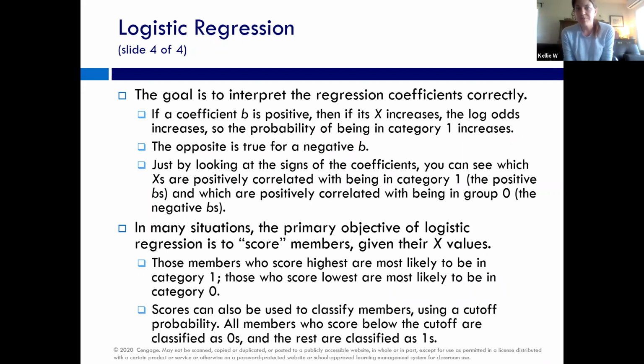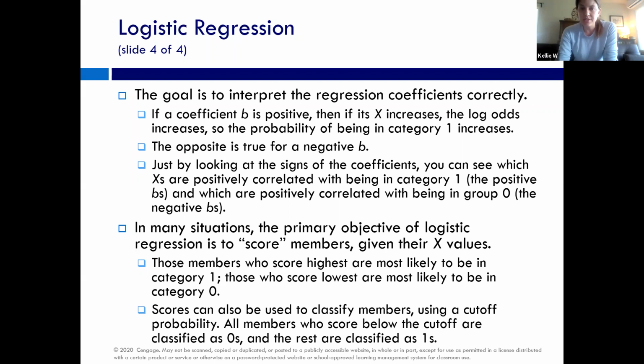So if a coefficient b is positive, then if its x increases, the log odds increase, so the probability of it being in category 1 increases. And then the opposite is true for a negative b. So just by looking at the signs of the coefficients, you can see which x's are positively correlated with being in category 1 and which ones are positively correlated with being in group 0.